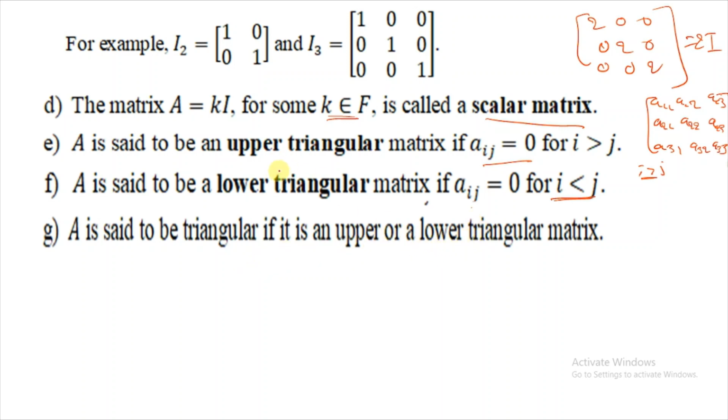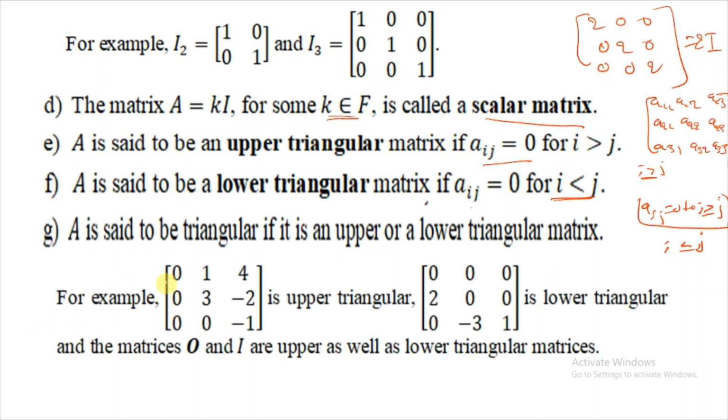Sometimes there is strictly upper triangular. Strictly upper triangular means the diagonal elements are also zero. That is, below the diagonal and the diagonal elements are also zero. In that case, it's called strictly upper triangular. To represent it, Aij equal to 0 for i greater than or equal to j, that means diagonal elements are also 0. Similarly, strictly lower triangular means Aij equal to 0 for i less than or equal to j. That's strictly lower triangular.